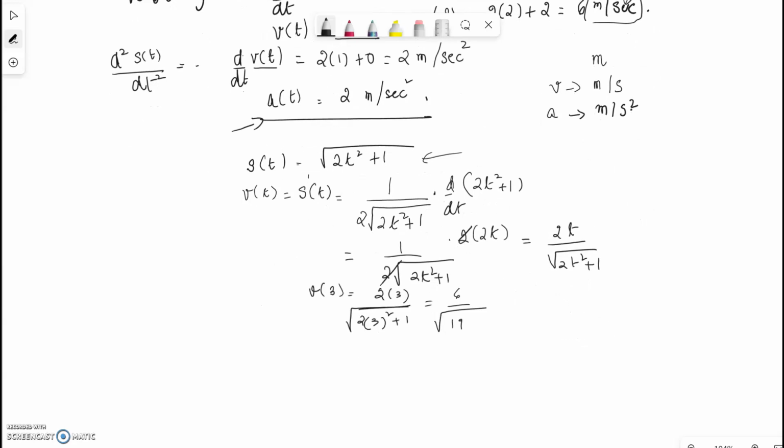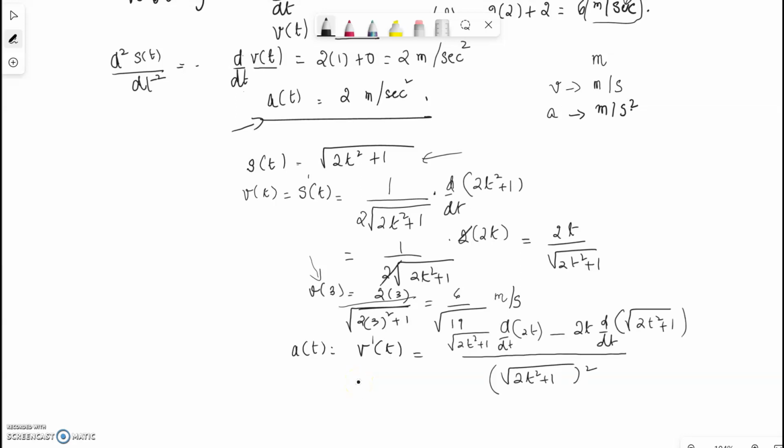Suppose we had to find the velocity at exactly 3 seconds, then we just plug in 3 into the velocity function, so 2 times t becomes 2 times 3, divided by the square root of 2 times 3 squared plus 1, which is 6 over, 3 squared is 9, 9 times 2 is 18, plus 1, 19. And the unit of measurement of velocity is meters per second.